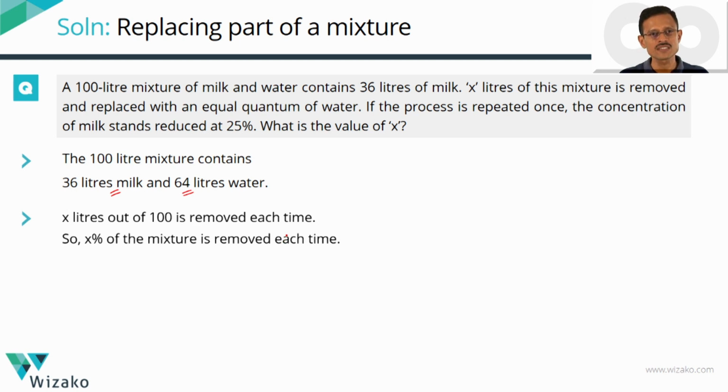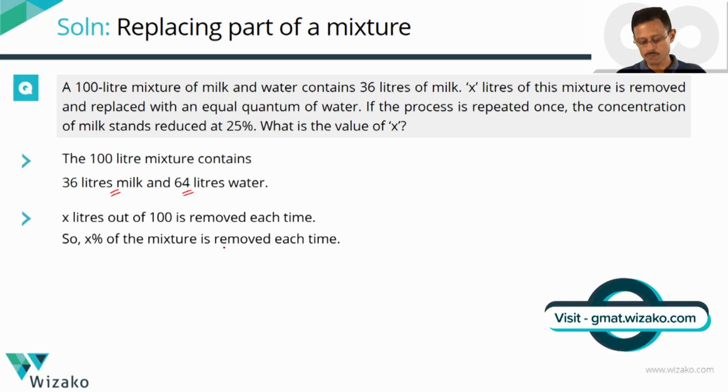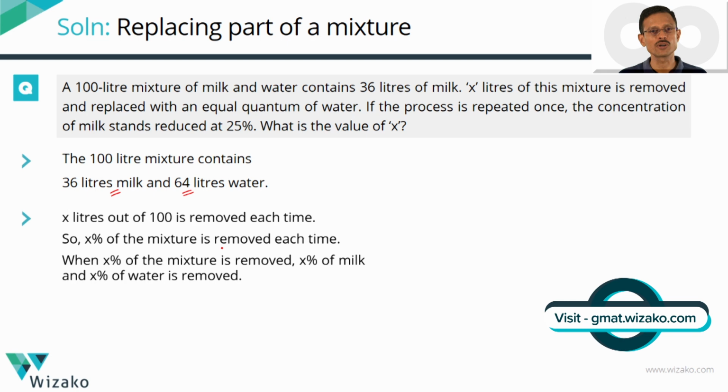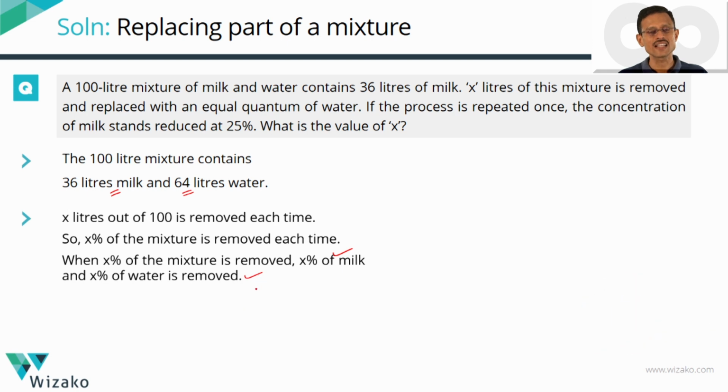If you are removing X percentage of the mixture, then obviously you are going to be removing X percentage of whatever the mixture comprises. What does the mixture comprise? The mixture comprises milk and water. So each time when we are removing X%, we will be removing X% of the milk available at that point in time and X% of the water available at that point in time. So when I remove X% of the mixture, X percentage of milk is removed, X percentage of water is removed. What gets added back is X liters of water. So keep that in mind.